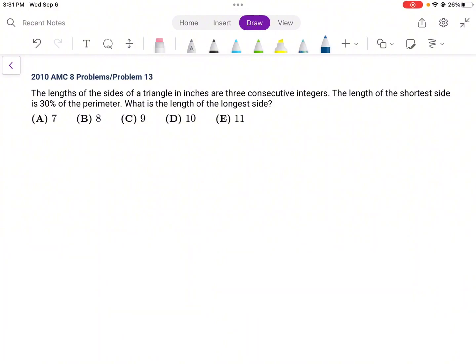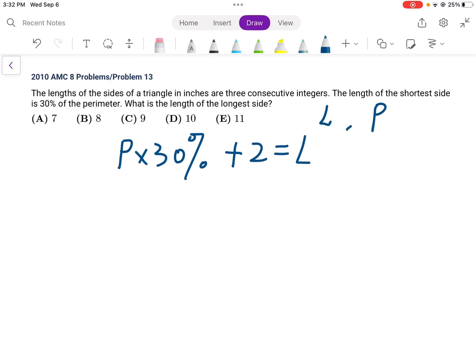Problem 13. Let's assume the length of the longest side is L and the perimeter of the triangle is P. Because the problem says the shortest side is 30% of the perimeter, we use P multiplied by 30%, and the three sides of the triangle are 3 consecutive integers. Therefore, the shortest side plus 2 should equal the length of the longest side, L.